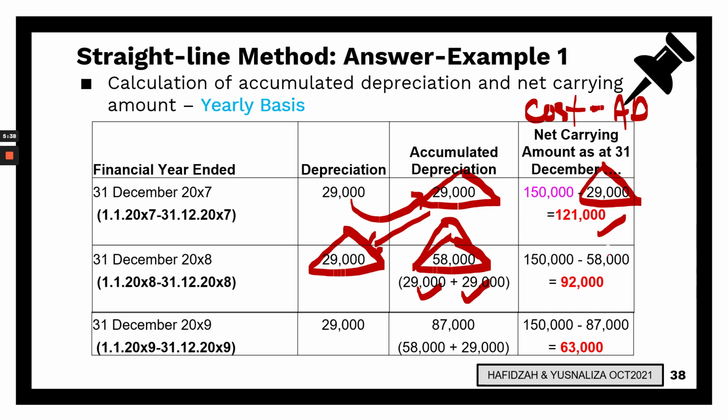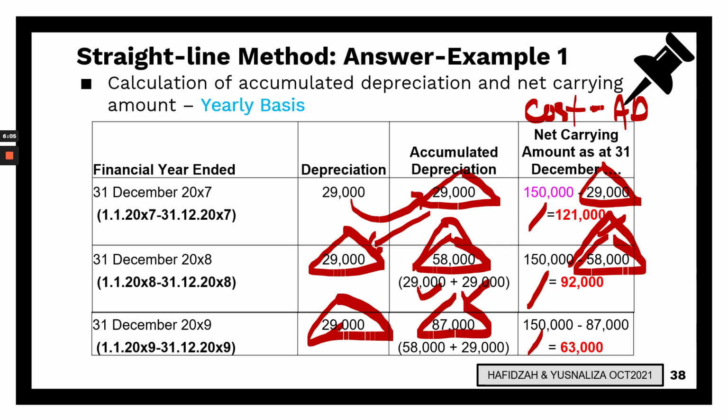So that gives you this amount, 58,000 as the accumulated depreciation, and your carrying amount is 92. Note that this will be used in the other example as well, the information in example 1 will be used for presentation and also for the movement of PPE notes. The third year is also the same, right?